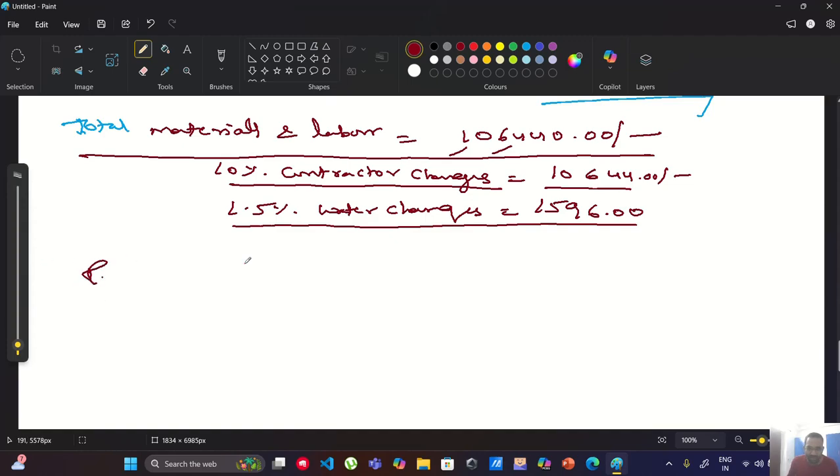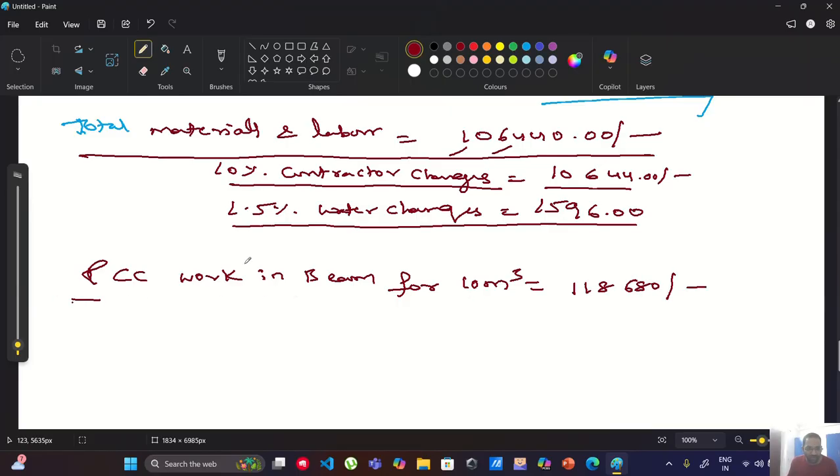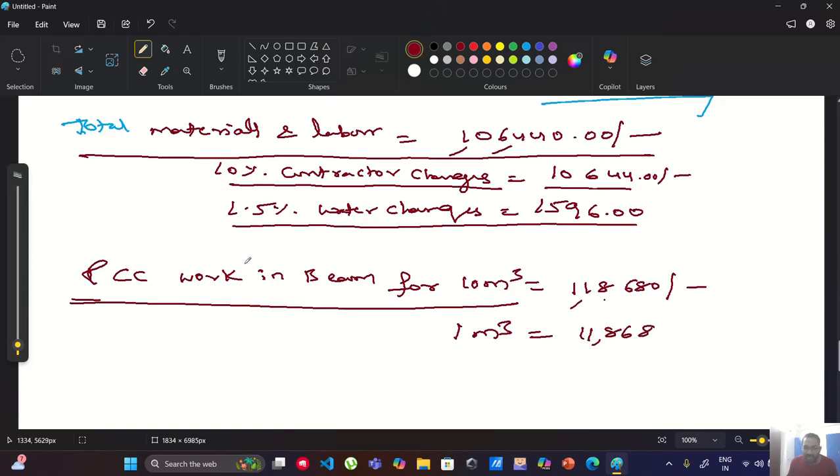RCC works in beam, for 10 cubic meter the work cost is equal to 1,18,680 rupees. This rate is for 10 cubic meter. When you calculate for 1 cubic meter, it will be equal to 11,868, and this is 1,18,000 for 10 cubic meters, but for 1 cubic meter it is 11,868 rupees. Okay, this is the calculation of RCC works.